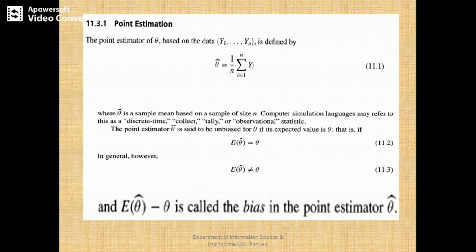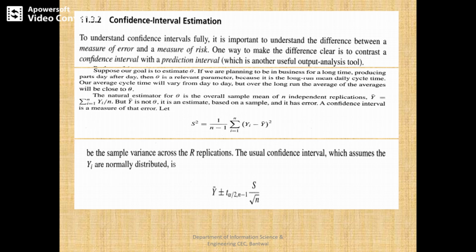So if its expected value is theta, that is, the expectation E of theta cap equals theta. In general, E of theta cap is not equal to theta. Here E of theta cap minus theta is called the bias in the point estimate. So next one is the confidence interval estimation.